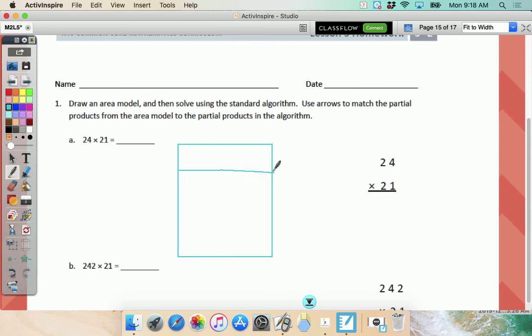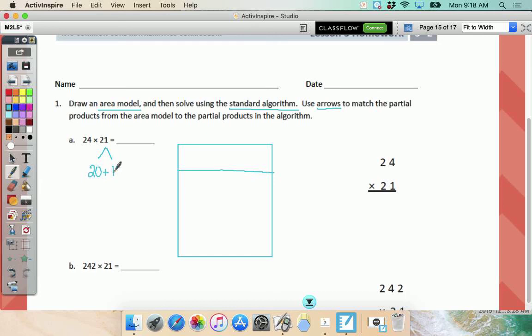Okay, now which one of these two, because here's what it says. Draw an area model, solve using the standard algorithm, and then use arrows to match partial products. So we have 3 things we have to do, okay? So which one of these two numbers should I decompose? 21. Whenever you can use a 1, that's probably your best bet. So go ahead and write that down.